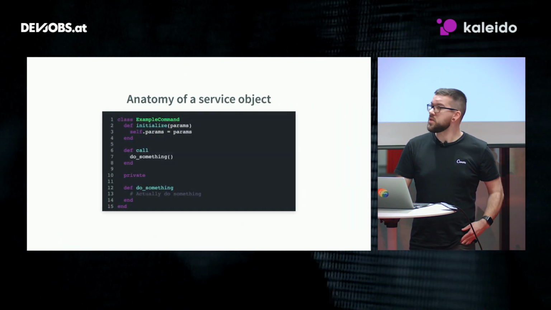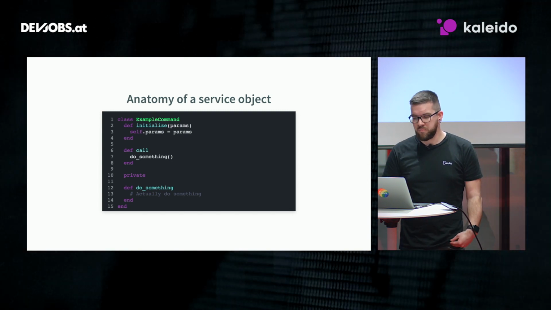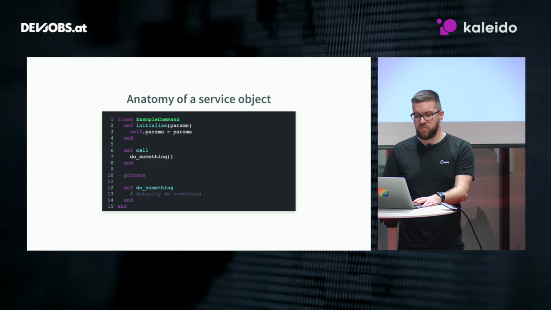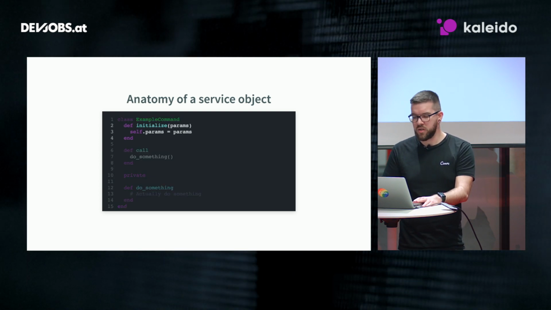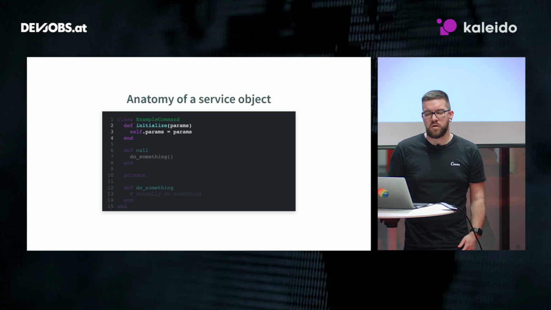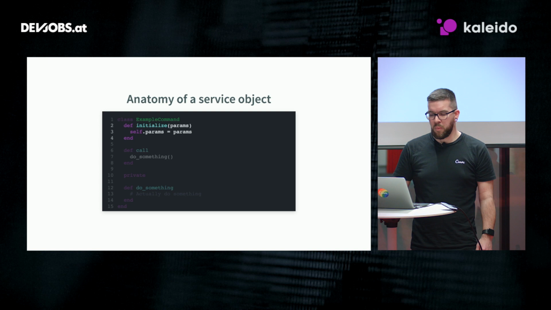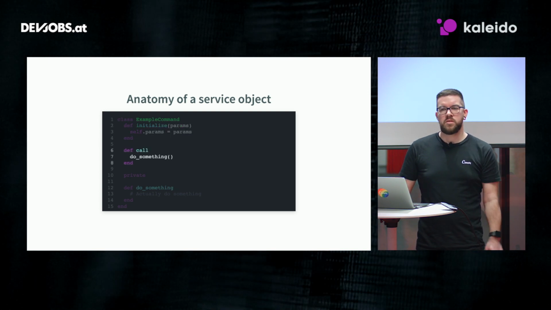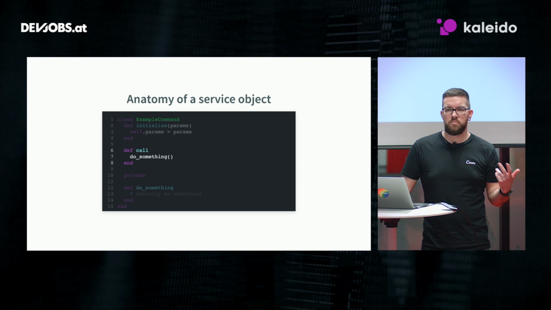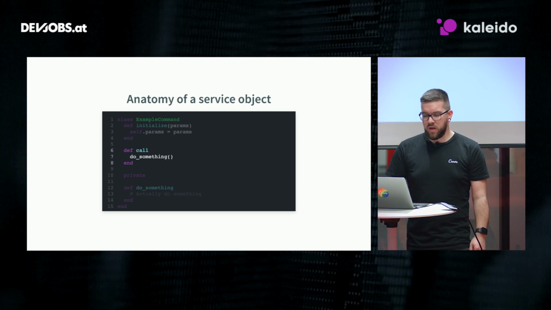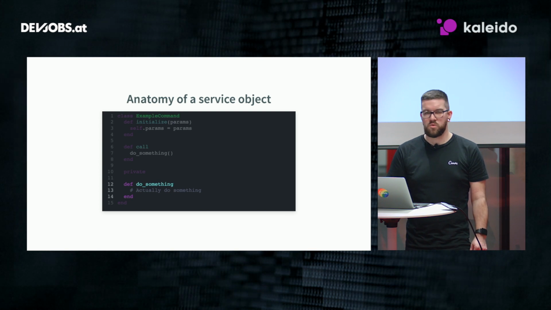So here we have the basic example of a service object. It consists of 3 parts: the initializer or the constructor, where we can pass in our parameters or objects that the service object is going to work on. 1 public method called call, or you can use execute or process or whatever. And 1 or more private methods that actually do the work.